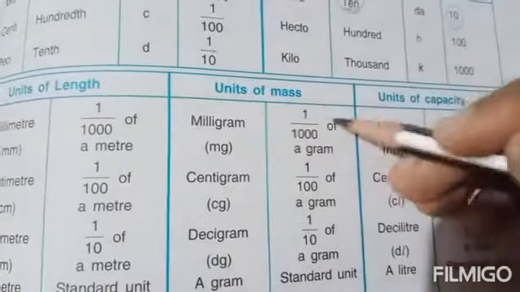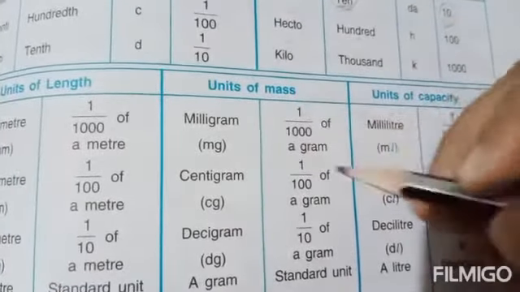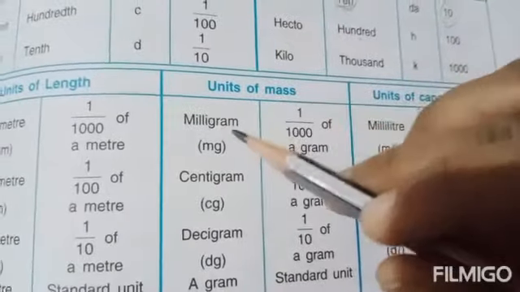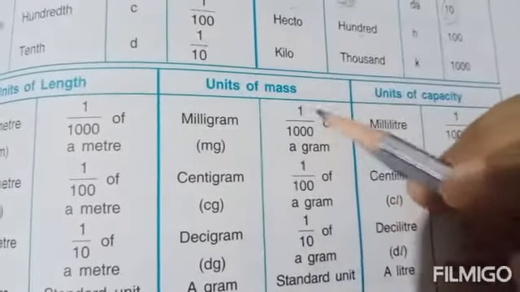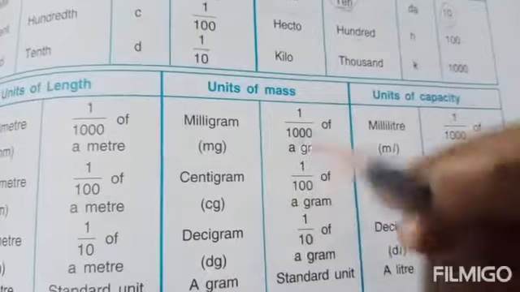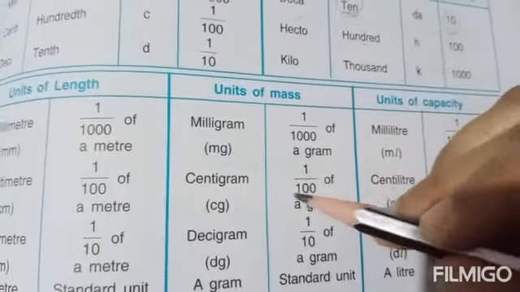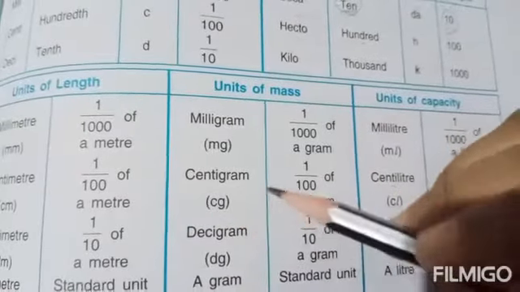Milligram, it is 1 by 1000 of a gram. If 1 gram is divided into 1000 equal parts, each part is called a milligram. So 1 milligram equals 1 by 1000 of a gram. Centigram, it is 1 by 100 of a gram. If 1 gram is divided into 100 equal parts, each part is called a centigram.